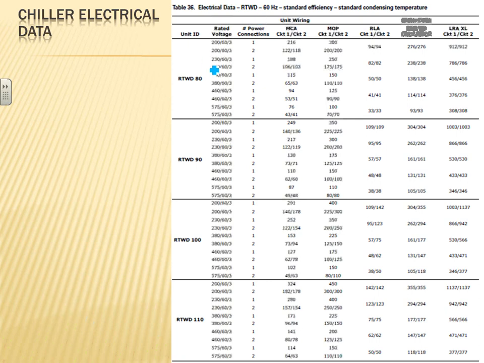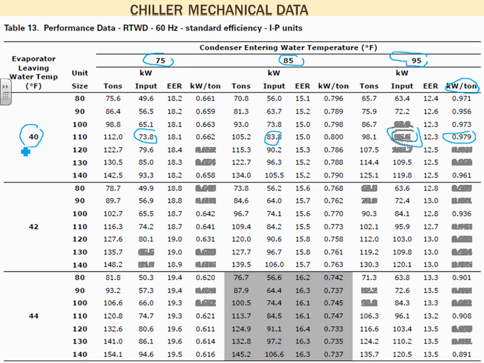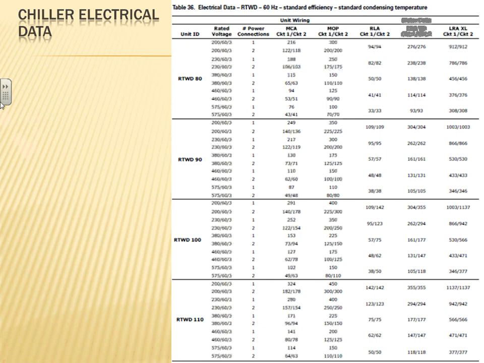This is really interesting because this is, by the way, the same chiller manufacturer, electrical data. Here's my water cooling chiller. If I use this unit here, 460, I have a number of power connections. I'm bringing one power feed to it. The minimum circuit ampacity for the unit is here, that's what they size the circuit for. The maximum overcurrent protection device is here. The rated load amps for the unit is here.